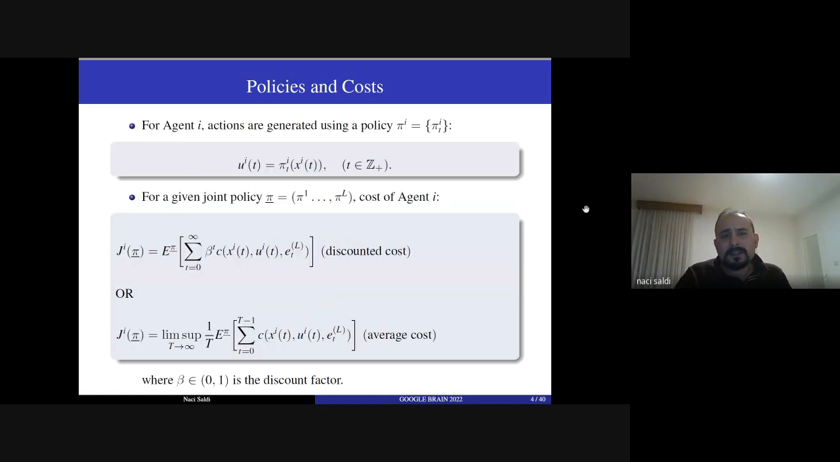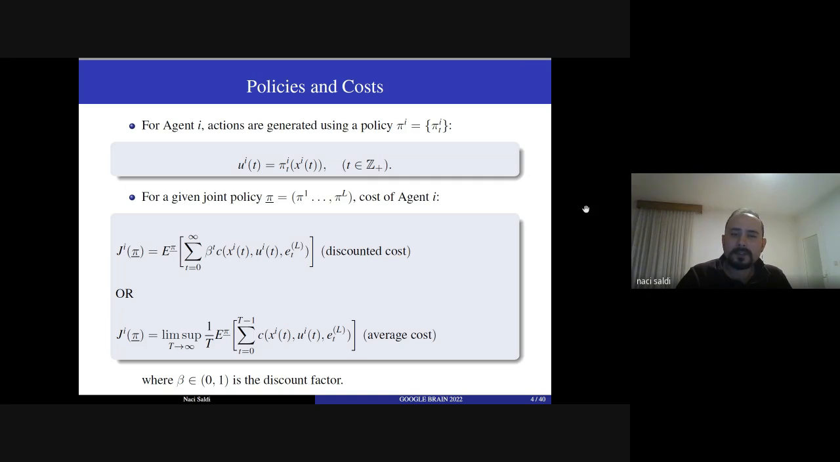Each agent generates its action using a policy. This policy is a sequence of functions, and for each time, this function maps the current state information of the agent to its action space. Therefore, agents are allowed to use only their local state information. So they cannot observe or use the global state information.